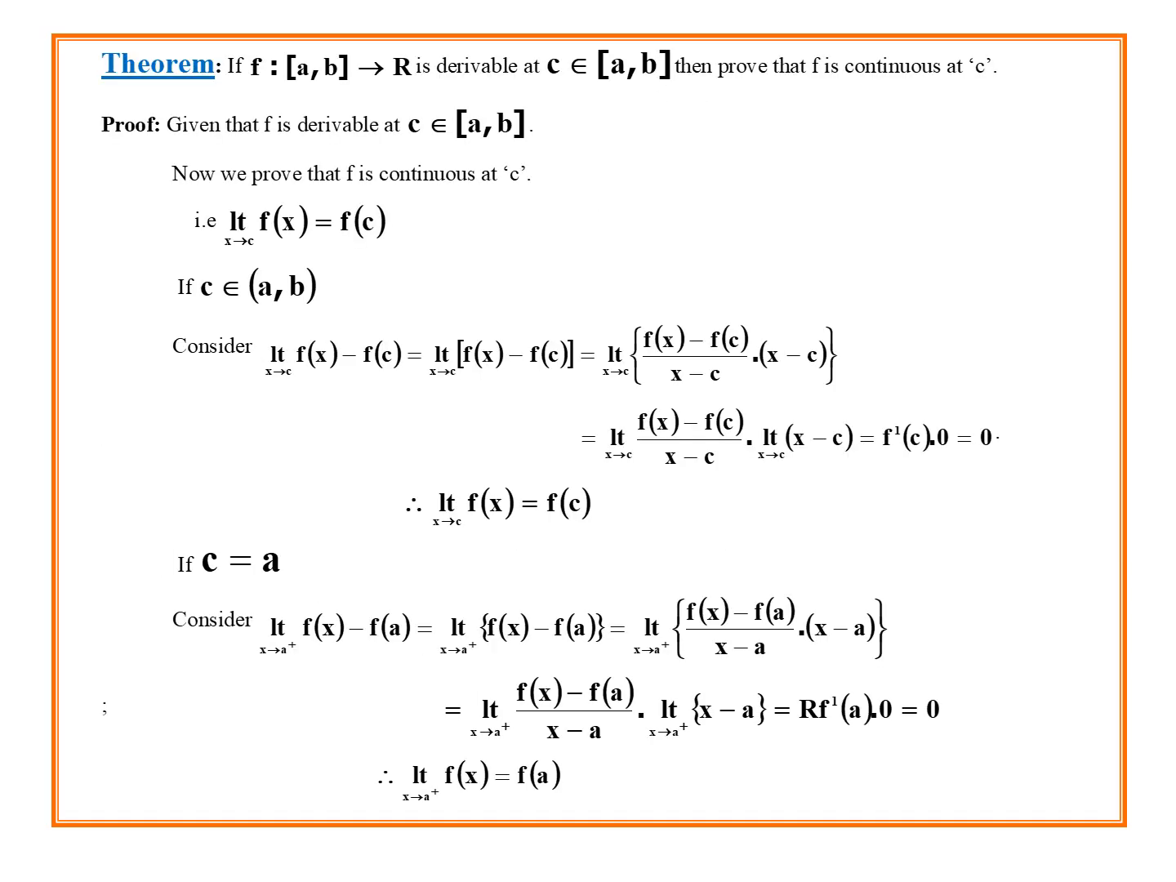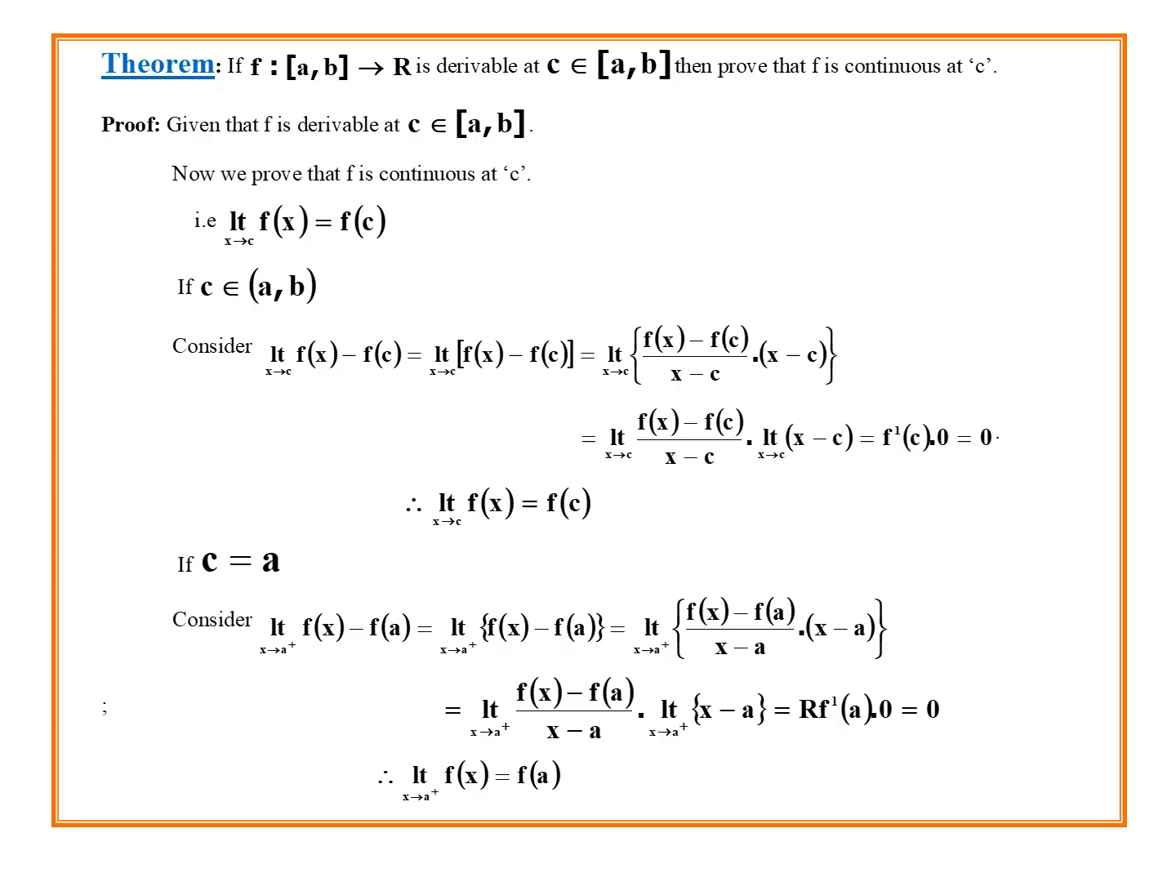Next theorem. The theorem statement: if f, a mapping from [a, b] to R, is derivable at c belongs to the closed interval [a, b], then prove that f is continuous at c. Theorem proof: given that f is derivable at c belongs to [a, b], now we prove that f is continuous at c, which means, by the definition of continuity, limit x tends to c f(x) is equal to f(c).